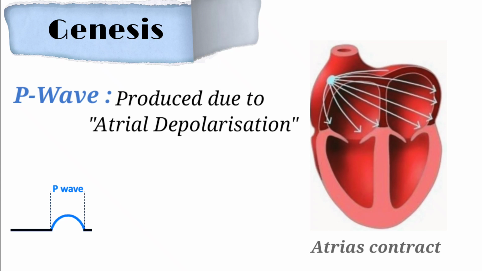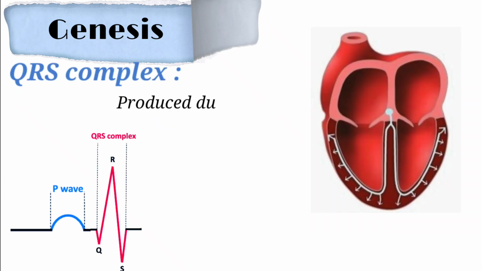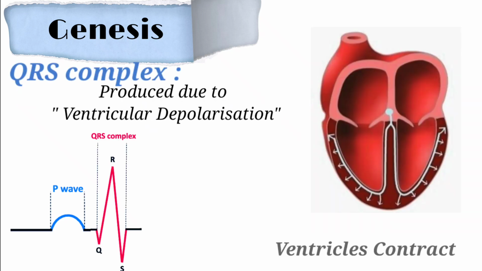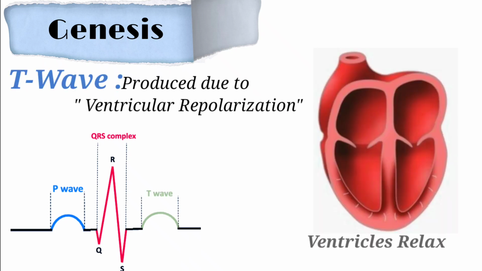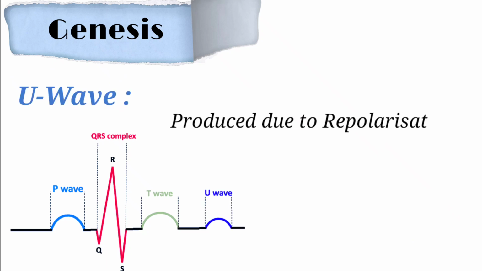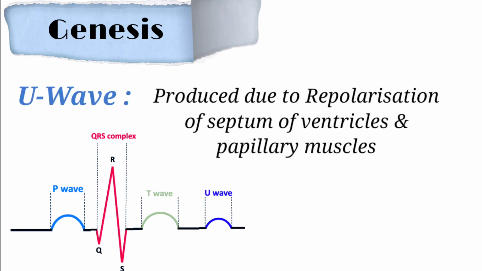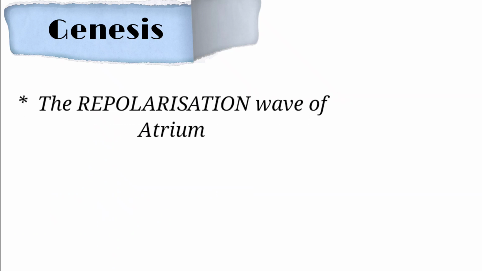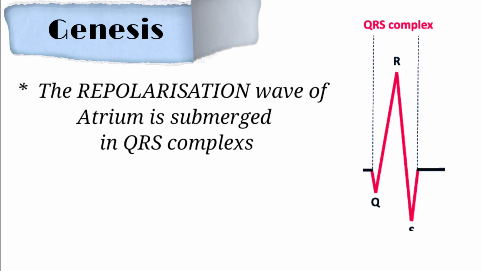Genesis of different complexes in ECG. Firstly, the P wave, which is produced due to atrial depolarization. The QRS complex is produced due to ventricular depolarization. The T wave is produced due to ventricular repolarization. The U wave is produced due to repolarization of the septum of the ventricles and the papillary muscles. The repolarization wave of the atrium is submerged in the QRS complex.